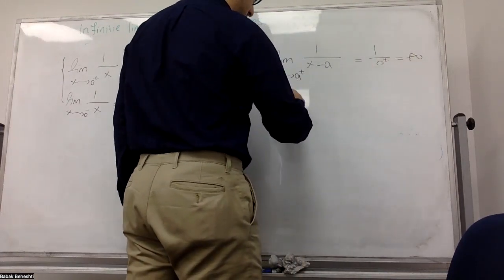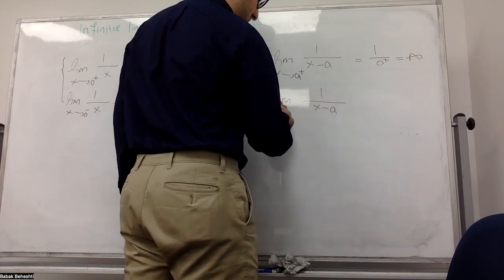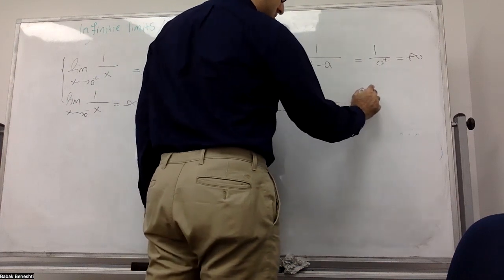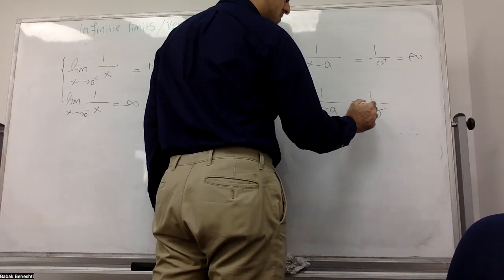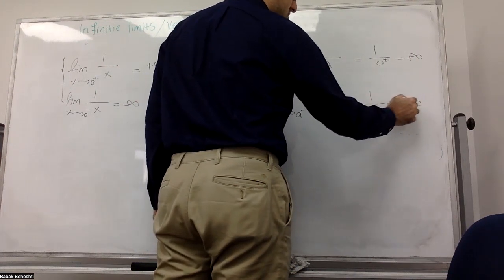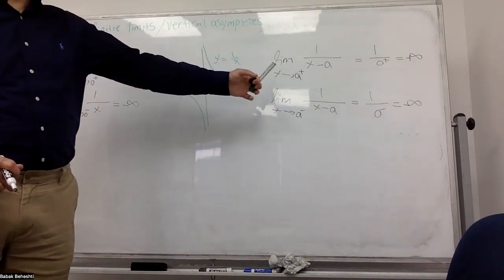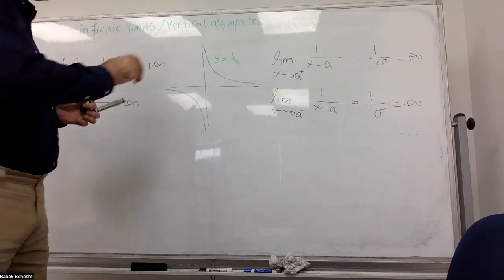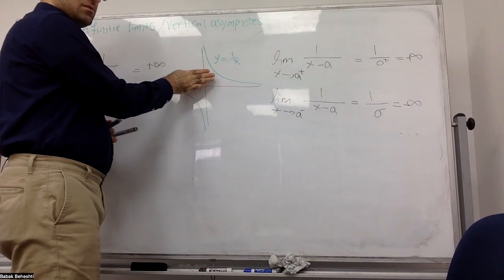And similarly, the limit of 1 over x minus a, x goes to a minus, we can also write as 1 over 0 minus, which is equal to minus infinity. So here is a more general example, which is just a horizontal translation of this graph.